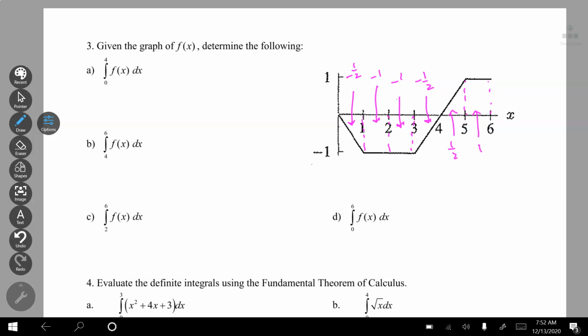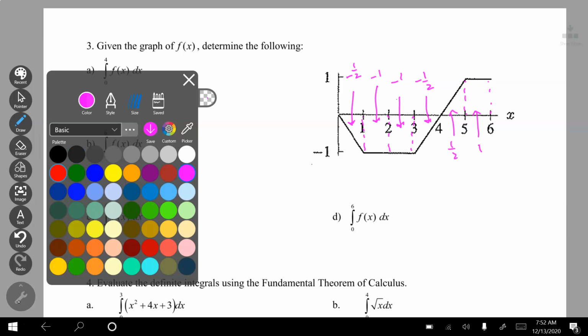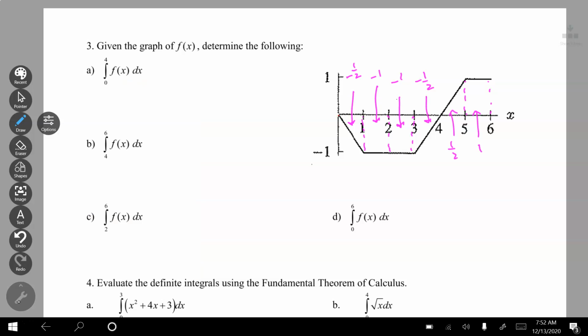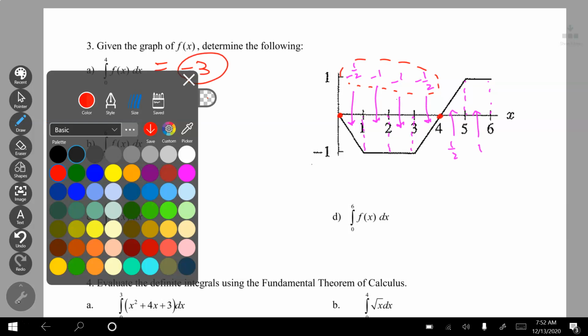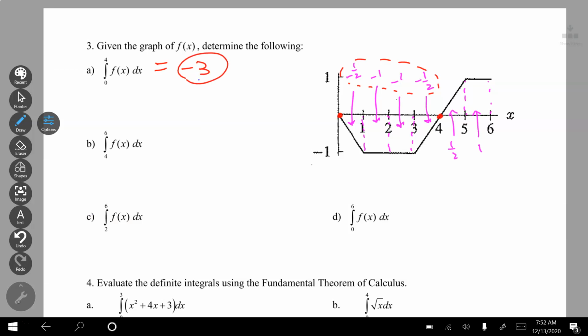This one is 1. So when I want to go from 0 through 4, all I have to do is add up all these negative areas. I get negative 3. When I want to go from 4 to 6, I'm going from here to here. All I have to do is add up all these positive areas. I get 1.5.